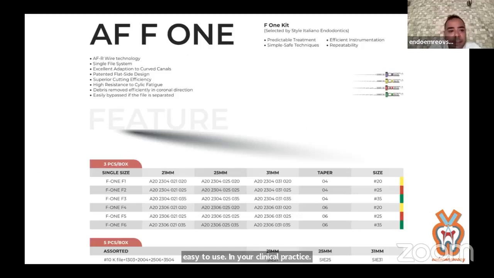F1 is R-wire technology. It has the best cutting angles, and it is released as a single file system, but it has also a compact kit that starts with number 13, number 20, number 25, and number 30. I always use the 4-tapered F1 for my cases. I don't need to use the 6-taper one. Actually, it has superior cutting efficiency and very high resistance to cyclic fatigue.